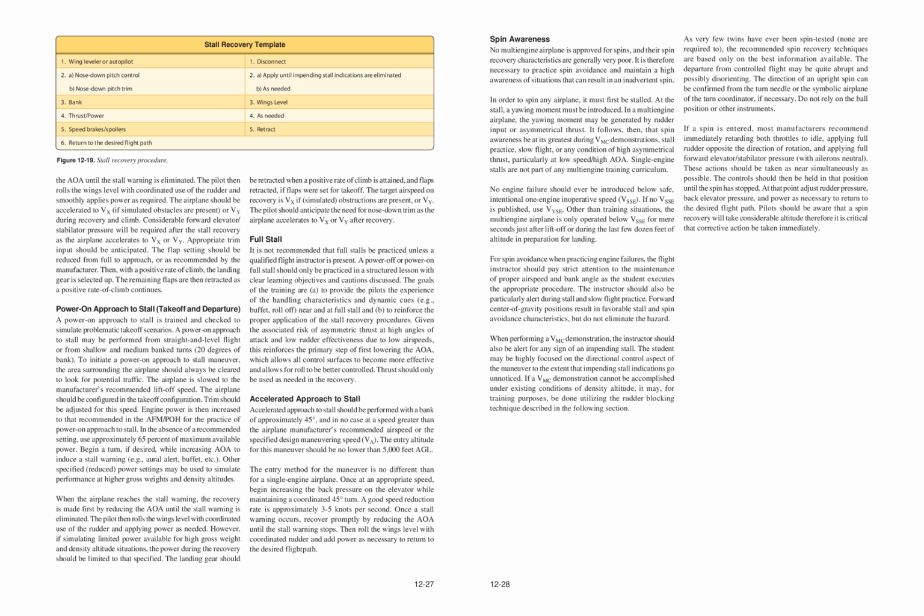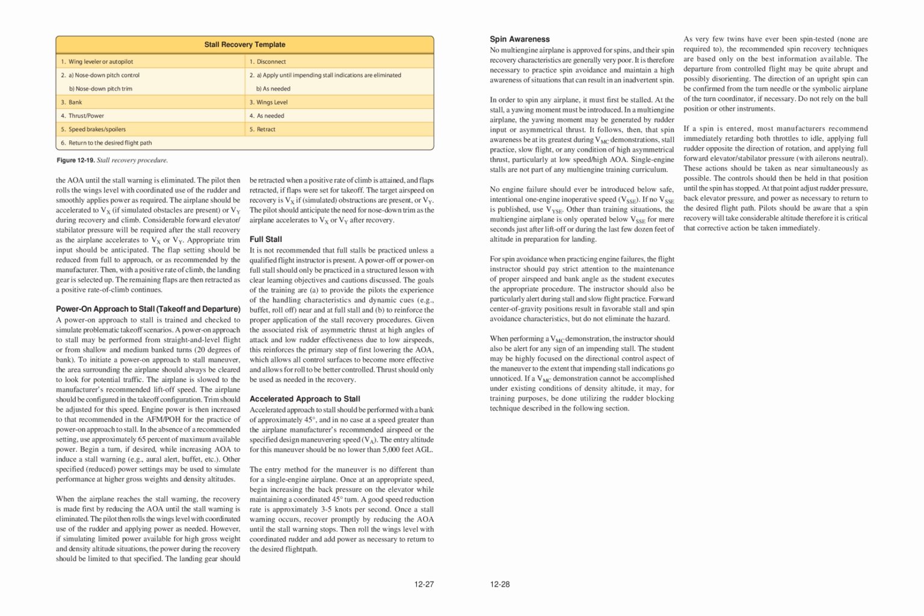For spin avoidance when practicing engine failures, the flight instructor should pay strict attention to the maintenance of proper airspeed and bank angle as the student executes the appropriate procedure. The instructor should also be particularly alert during stall and slow flight practice. Forward center of gravity positions result in favorable stall and spin avoidance characteristics, but do not eliminate the hazard.